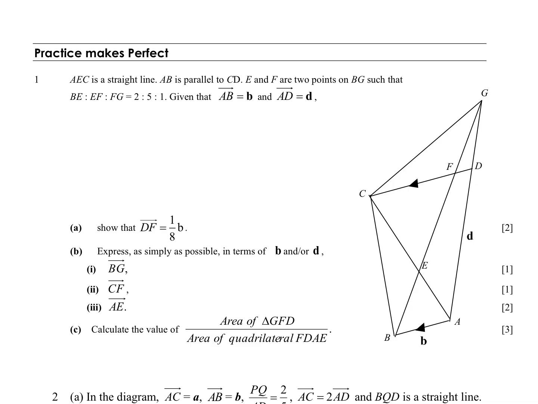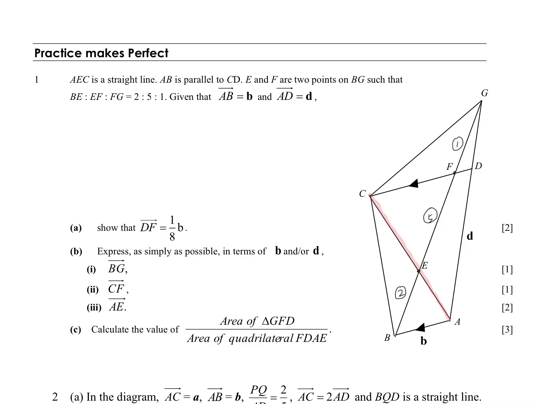Question just to stretch your thinking. AEC is a straight line. So what they tell you is this one is a straight line. And then they say AB is parallel to CD. So they already put the arrow for you, so you know they are parallel. E and F are 2 points on B and G. So it's just lying on that line. And then BE, EF, and FG is in the ratio of 2 is to 5 is to 1.